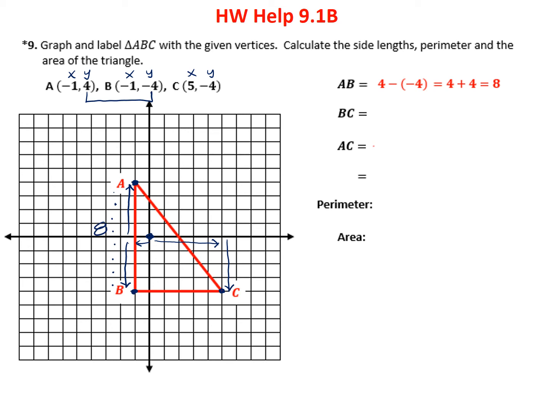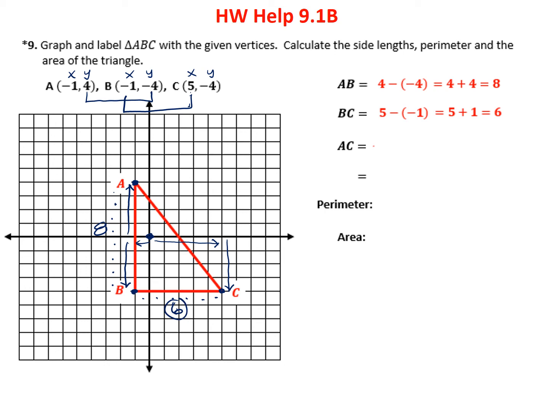And then the same thing I can do for BC. I could just count the squares. 1, 2, 3, 4, 5, 6. Or this time I can subtract the x's. In other words, I have 5 minus -1, which is 5 plus 1, or 6. So my bottom is 6.